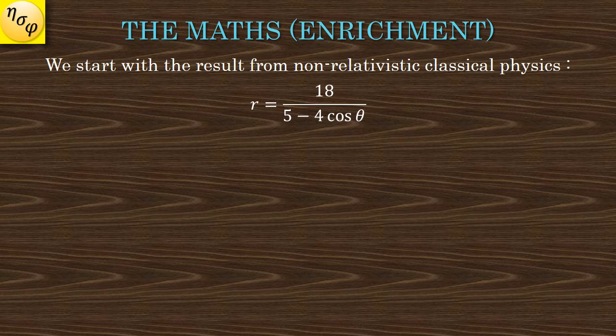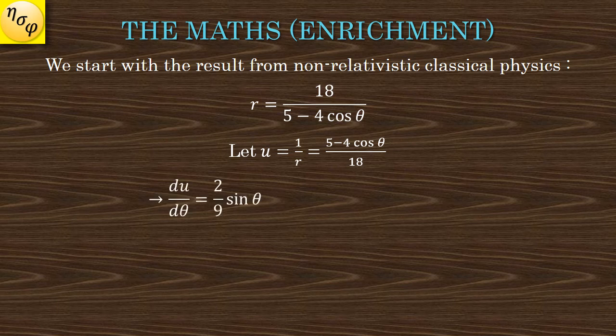We now arrive at the enrichment part. You may skip this if it is too technical for you, but believe me, it's worth watching. We start with the result from non-relativistic classical physics, in which there is no perihelion shift, or rho equals 1. Let us define u as reciprocal of r. With this, differentiation will be much easier.